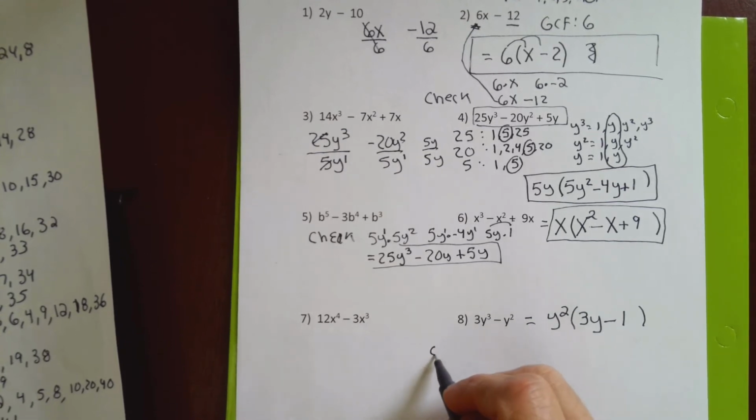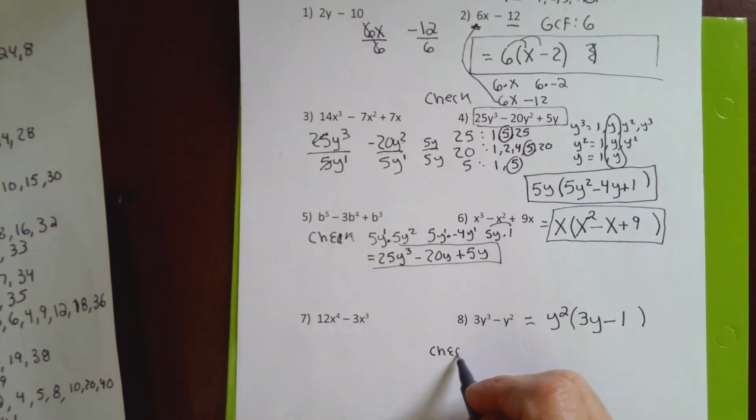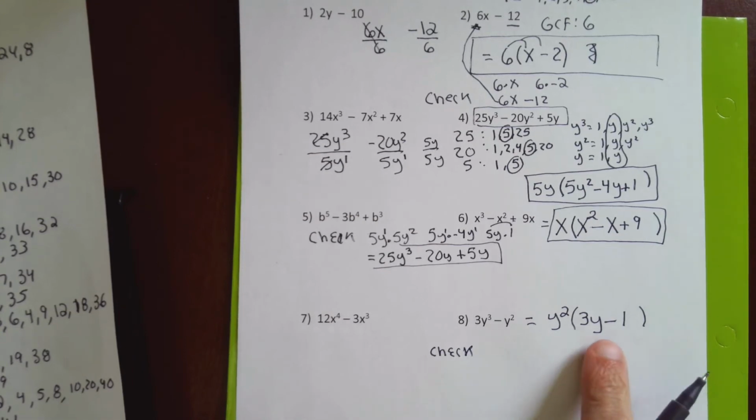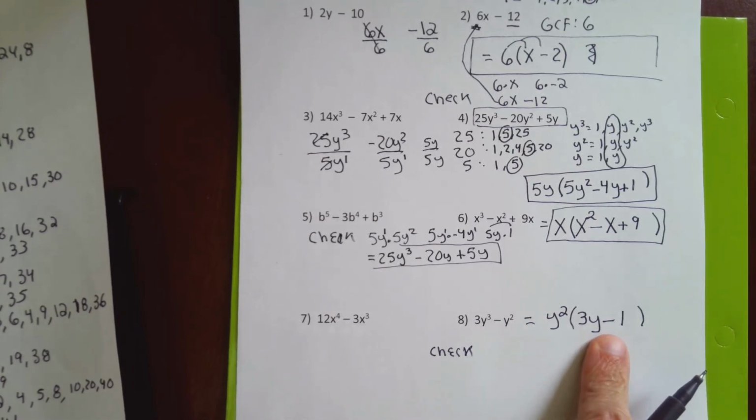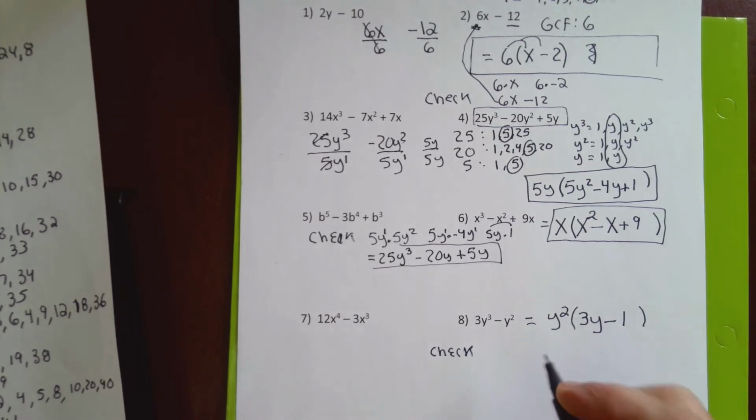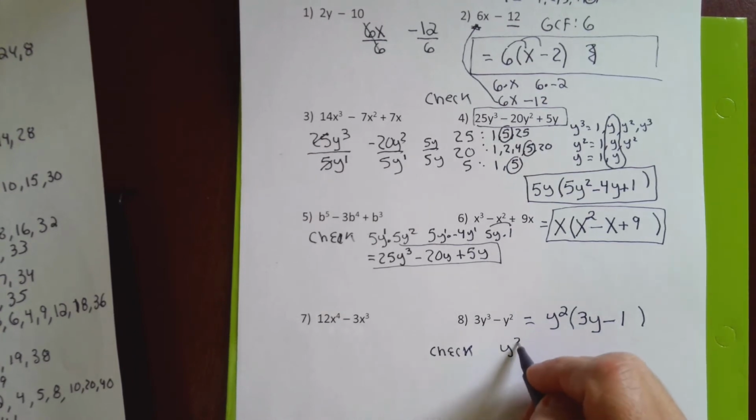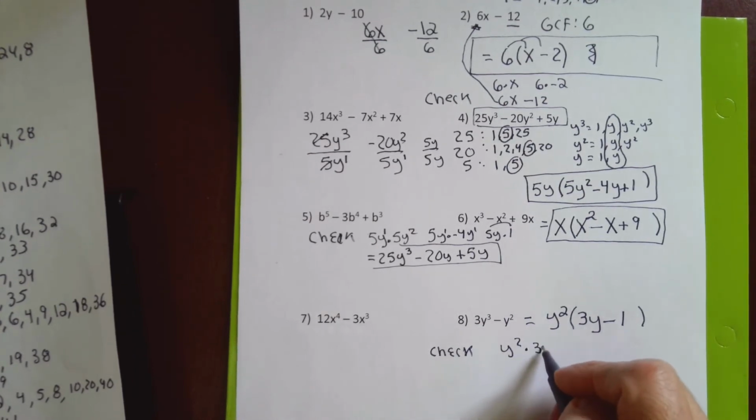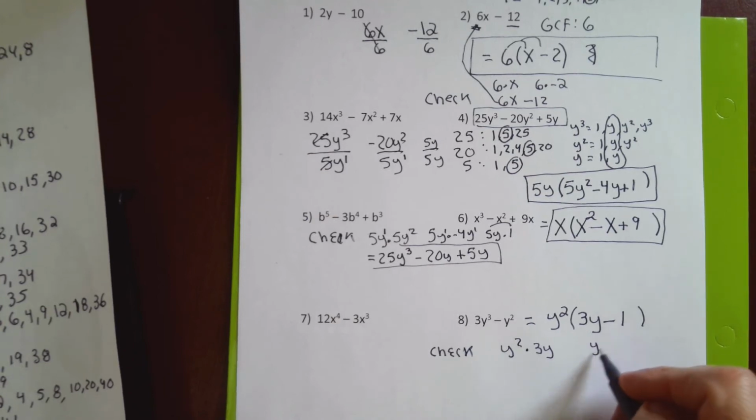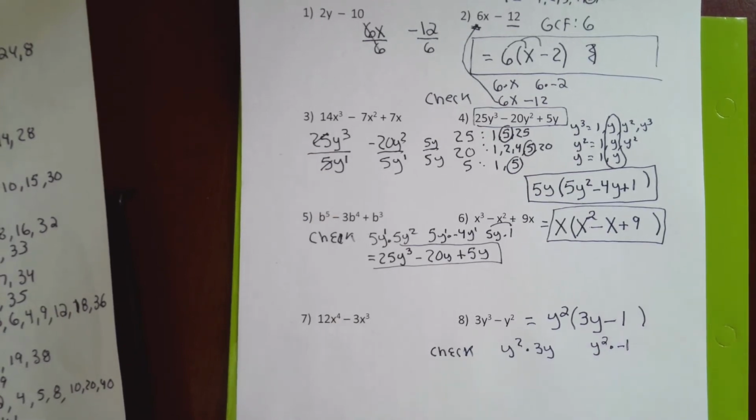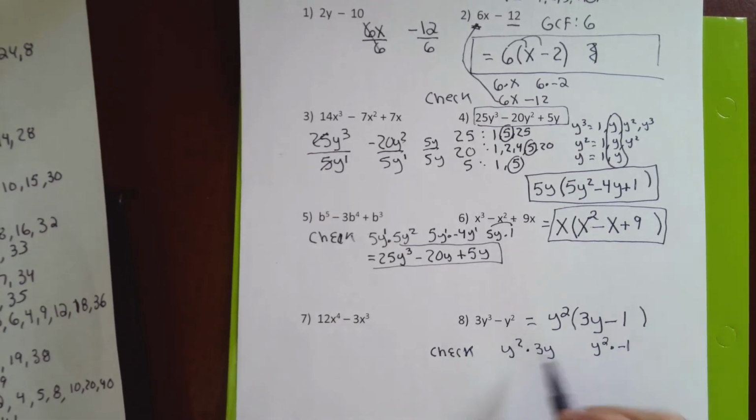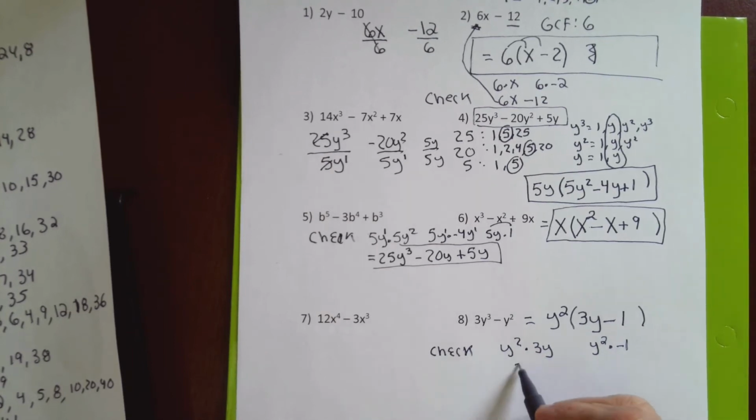If I want, I can check this just to show you that that strategy works. Because the original problem had 2 terms, my parentheses needed to have 2 terms. So to check, I would take the y squared in front of the parentheses, multiply it by both the 3y and by the negative 1 inside the parentheses. This first multiplication, the 3 just tags along, and I add the exponent to the y. 2 plus 1 is going to give me a 3.